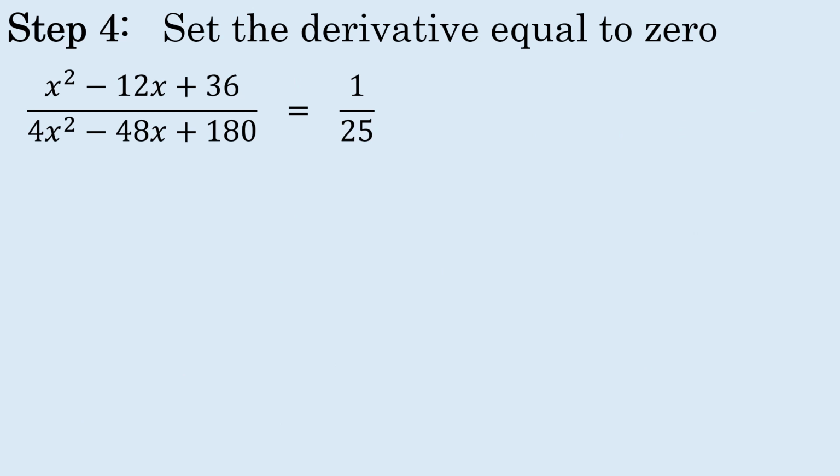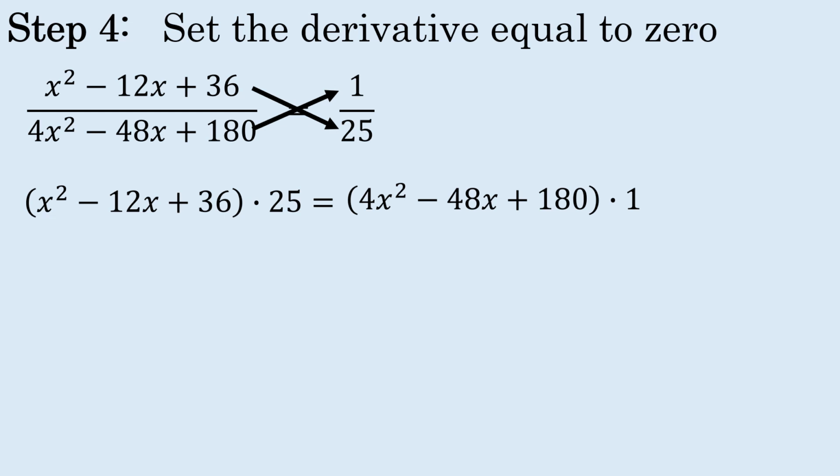When you have two fractions equal to each other, you can think of that as a proportion. And if this were a proportion, the way that I would probably solve it is by cross multiplication. And that's what I'll do here. I'll go ahead and take x squared minus 12x plus 36 times 25, and then 4x squared minus 48x plus 180 times just the 1. I'll distribute on the left side of the equation, I'll distribute the 25. No need to distribute the 1 on the right side.